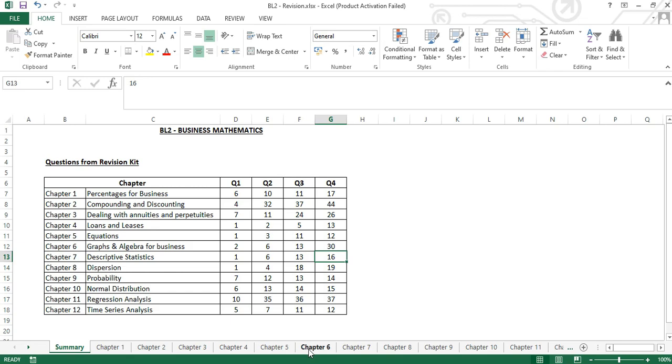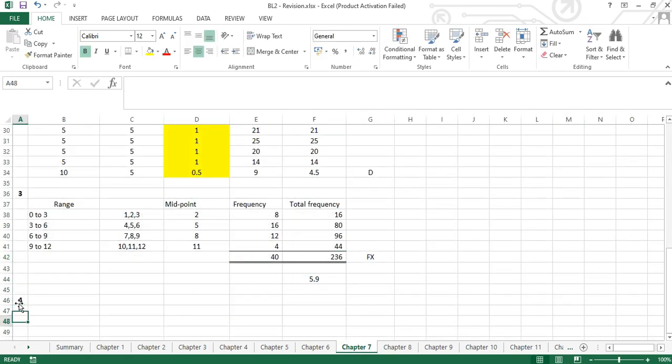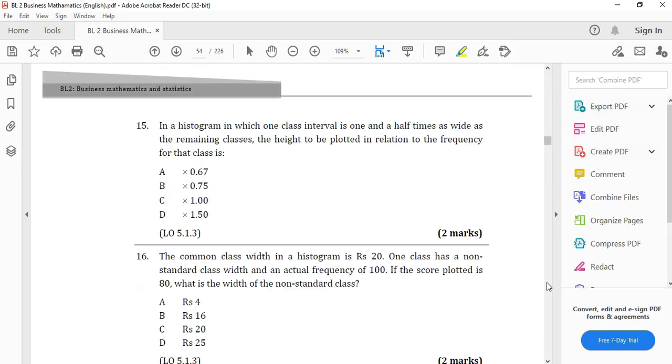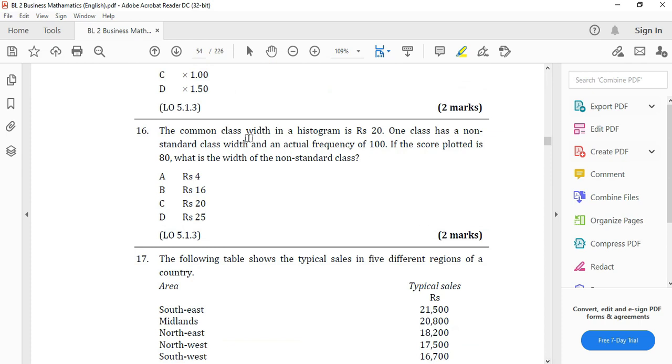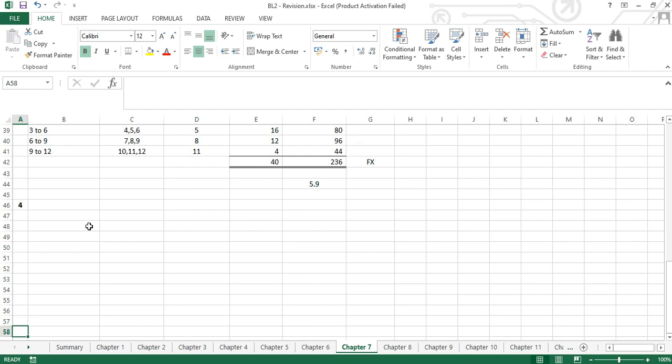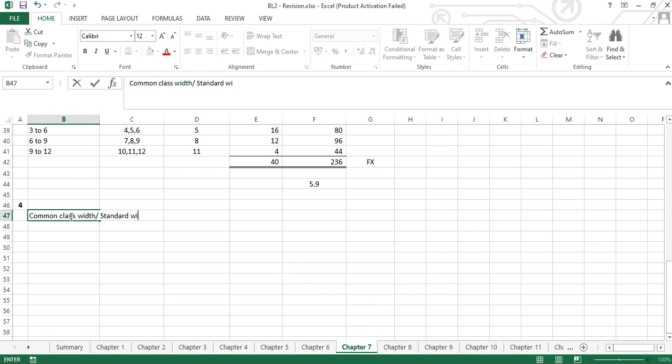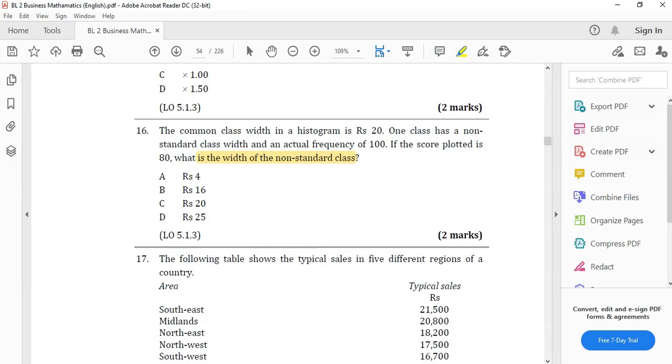Next, let's move to question 16. Here, they say the common class width in a histogram is 20 rupees. One class has a non-standard class width and an actual frequency of 100. If the score plotted is 80, what is the width of the non-standard class? Okay. So that means they are saying the adjustment factor. Common class width means the standard width. Standard width is 20.